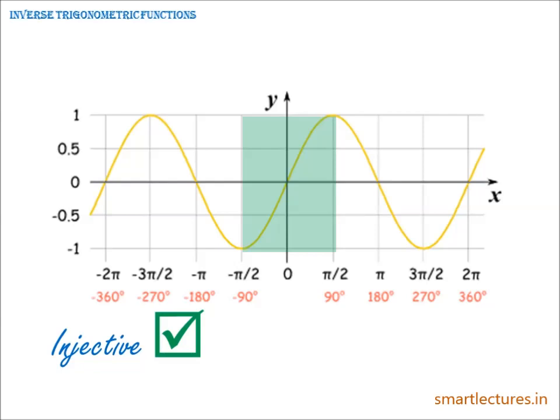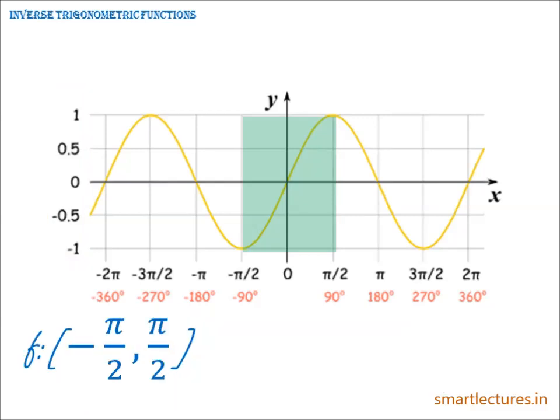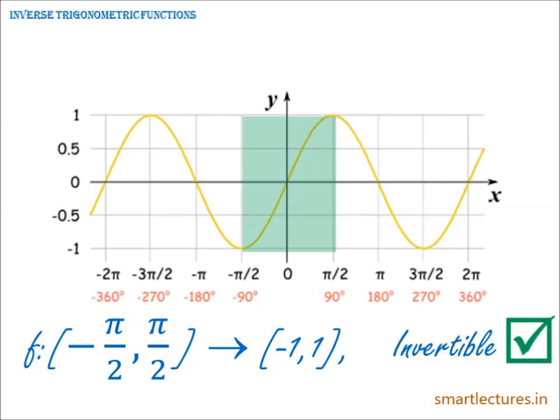Also here you can see the range minus 1 to 1 is equal to the codomain, which is again minus 1 to 1. So the function sin x is both injective and surjective in the interval minus half pi to half pi and in the range minus 1 to 1. So that means in this range it is also invertible.